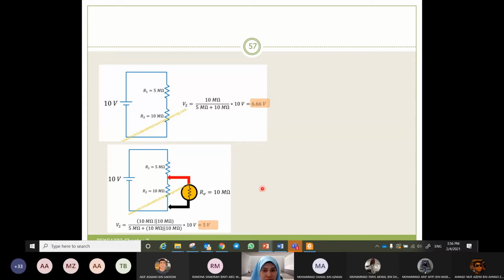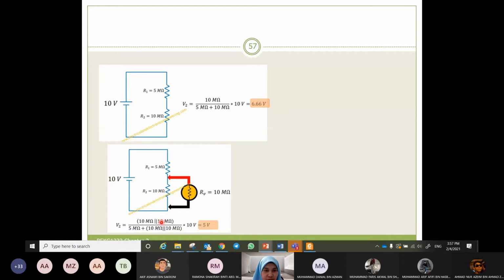Now we take a voltmeter. This is voltmeter. We want to measure. So now this is from the calculation or from the theory. Now this one is from the measurement. We take a voltmeter to measure VR2. We know that in a voltmeter, there is internal resistance. Let's say the internal resistance is 10 mega, the same as 10 mega here. So, 10 mega parallel with 10 mega, we get 5 mega. So R equivalent will be 5 mega here.